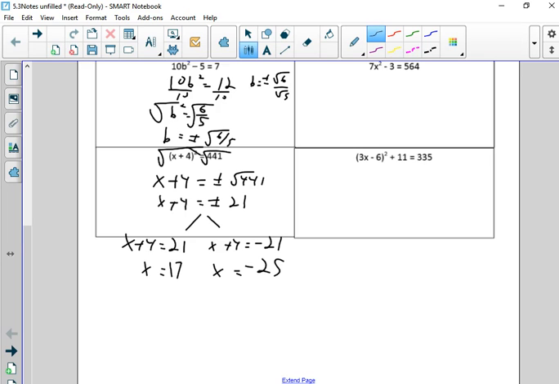Okay, on this one we can't square root yet. We gotta get rid of the 11. So we minus 11 both sides. That gives me 3x minus 6 in parentheses squared equals 324.